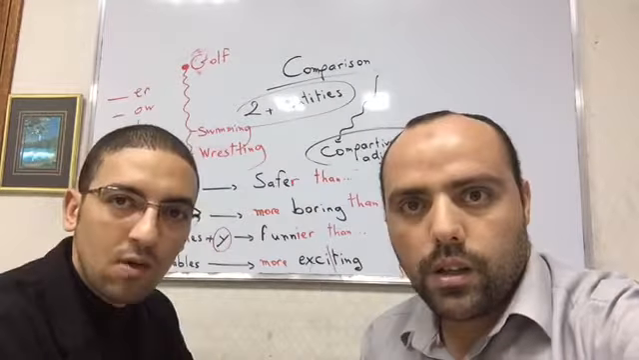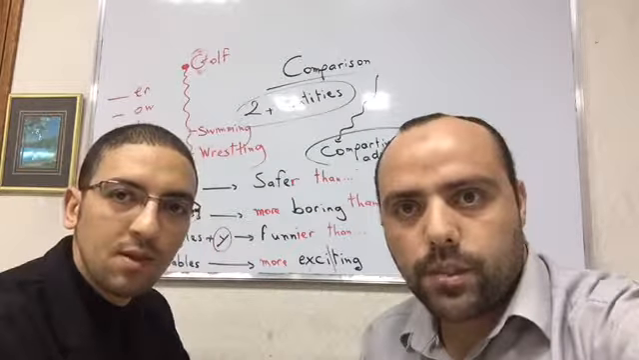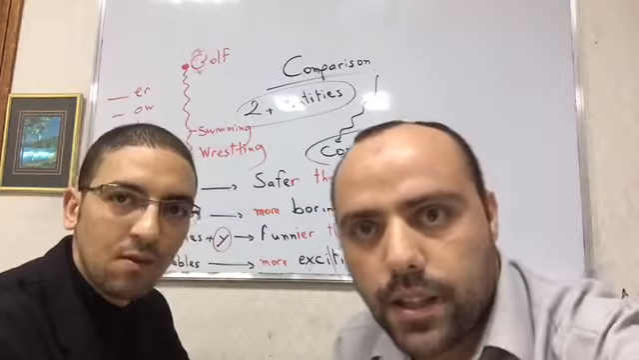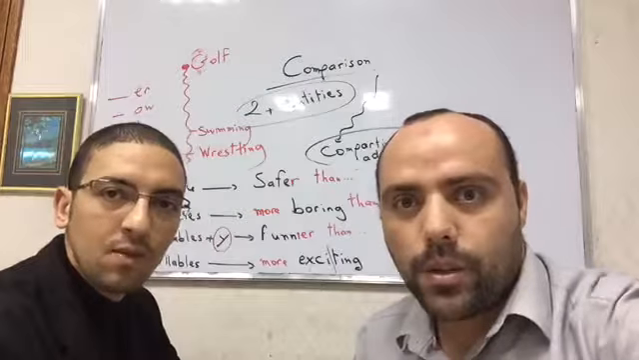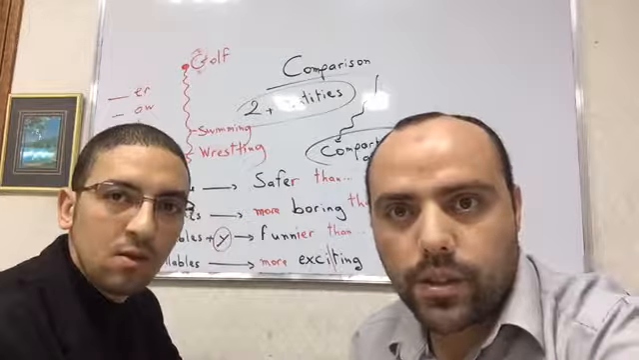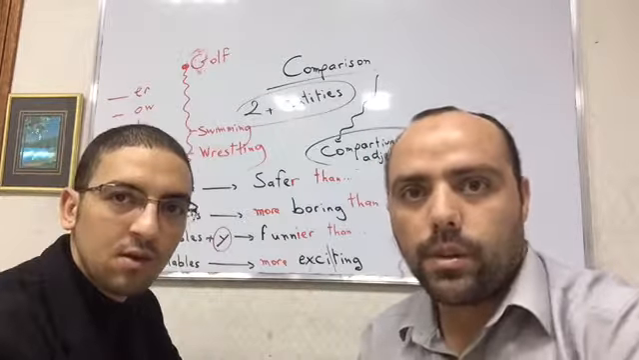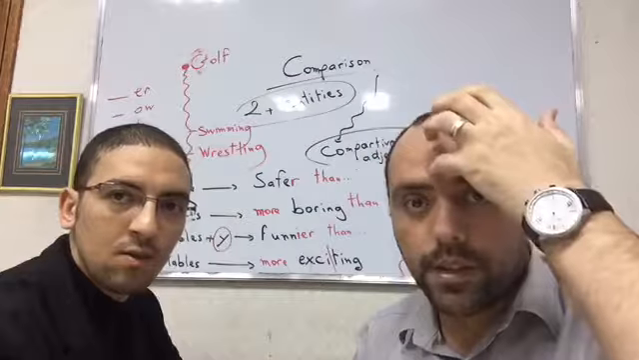Okay, Flora. My husband is funnier than me. Very good. Than, not them. He is funnier than me. That's very good. More exciting, the most exciting, that's very good. But please try to put them in a sentence.